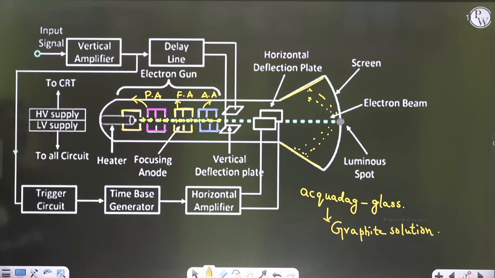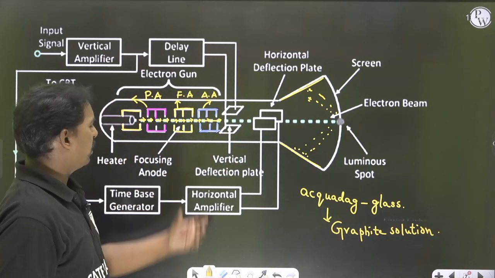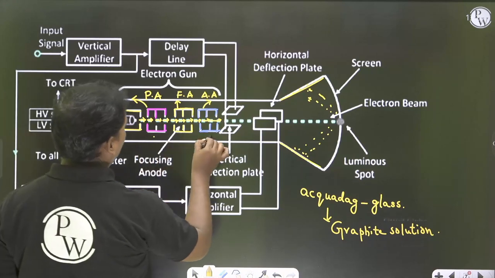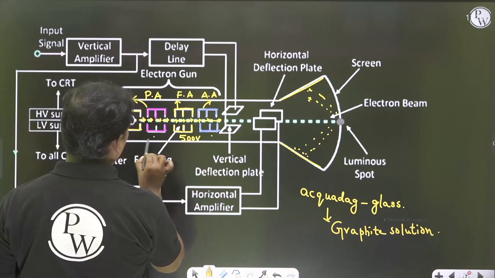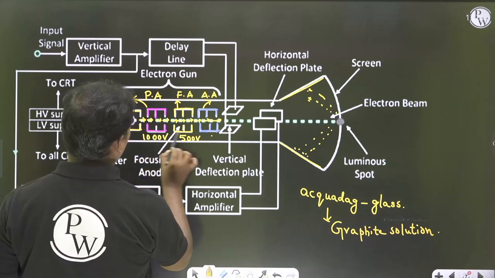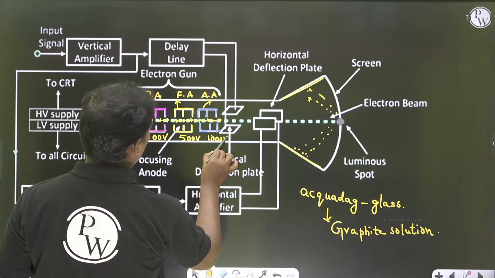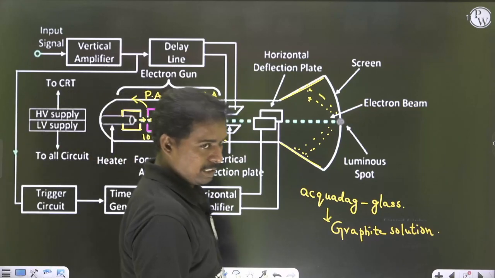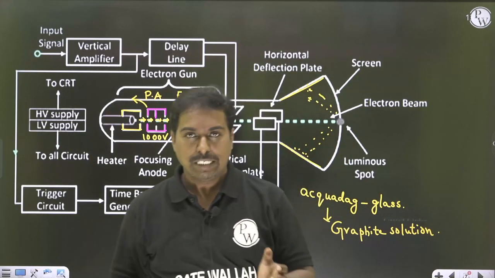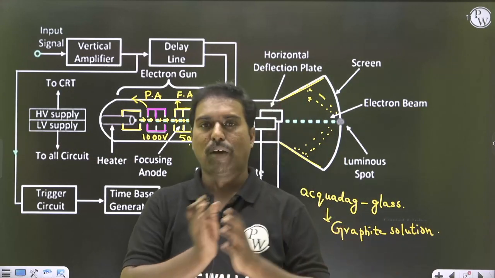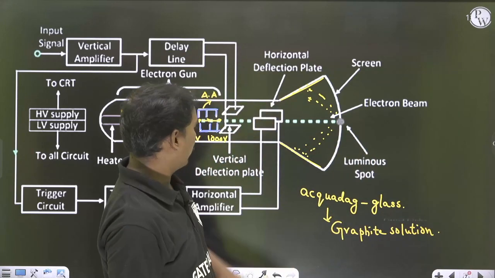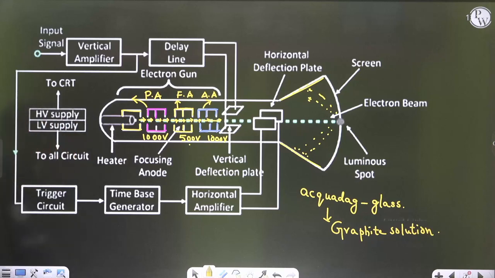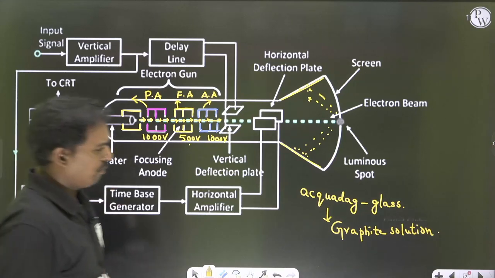And one more important thing I want to tell you: the voltages of the pre-accelerating anode and accelerating anode may be around 1000 volts, and the focusing anode in between may be some 500 volts. The focusing anode voltage should be less. Why? Because when it is moving from 1000 volts to 500 volts, the beam is going to converge, and again it is going to disperse. So this is all about the constructional features.